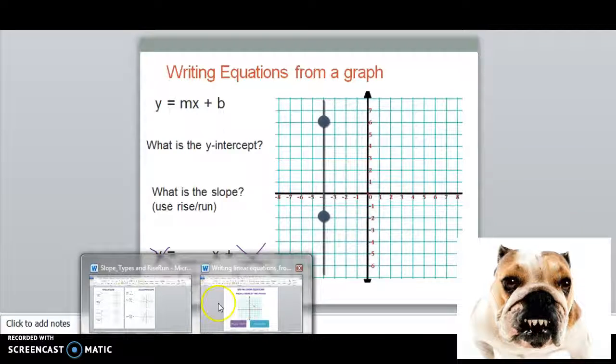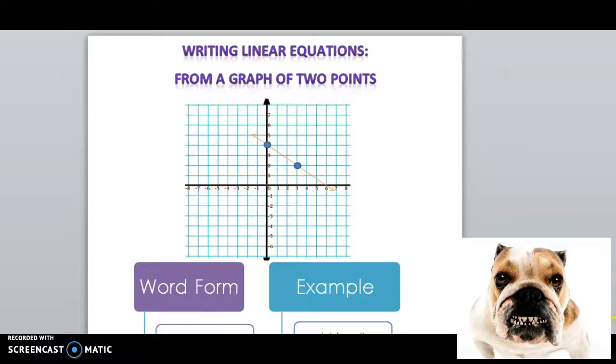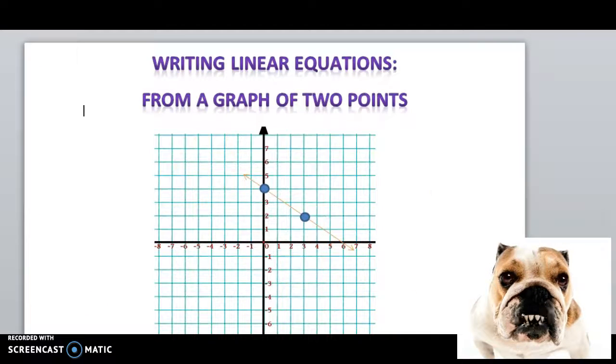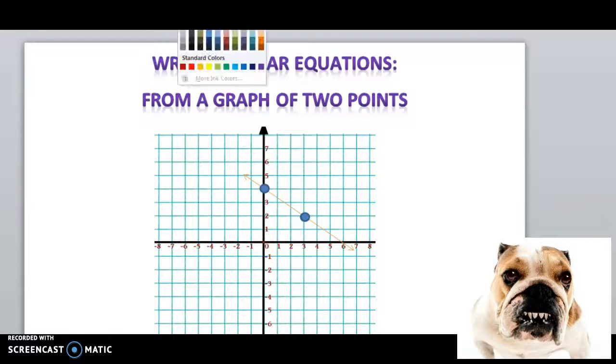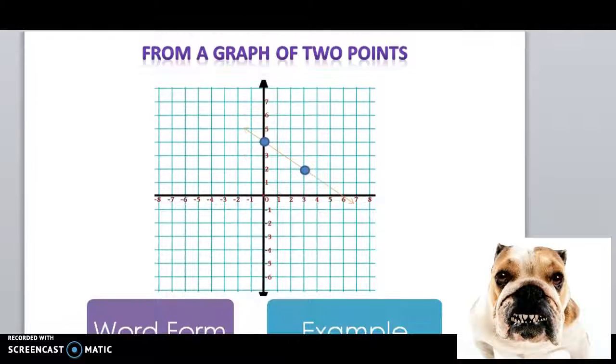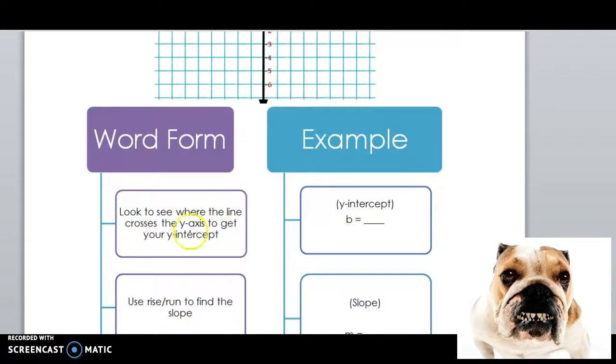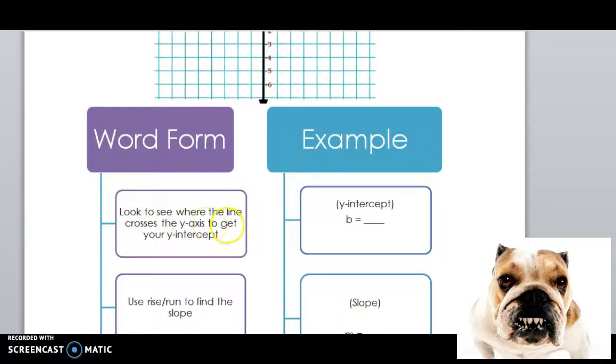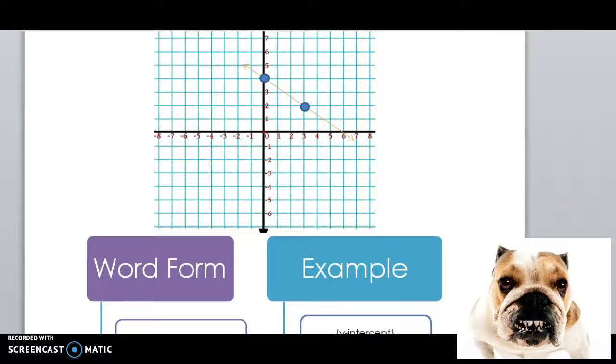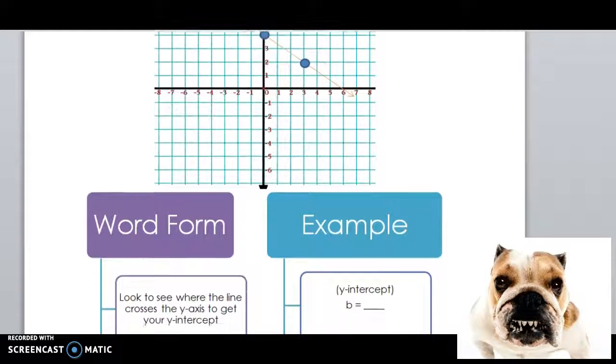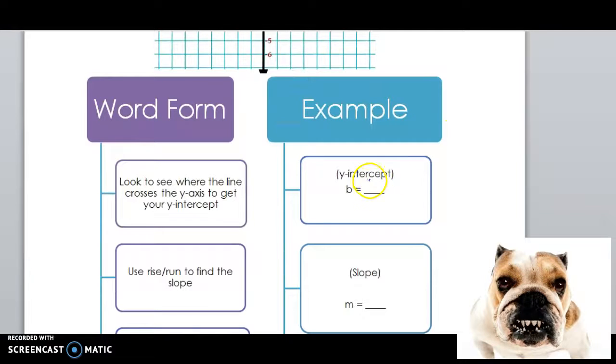Now I want you to open up your graphic organizer to writing linear equations from a graph of 2 points. So I'm going to walk you through the steps. So the first step is you want to look and see where the line crosses the y-axis to get your y-intercept. So in this case, the line crosses my y-axis at 4. So my b is 4.